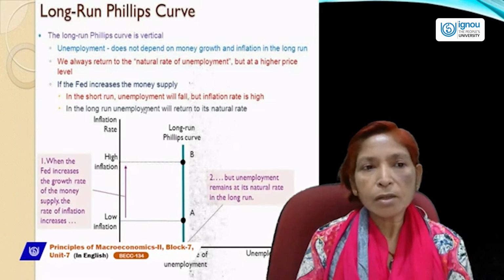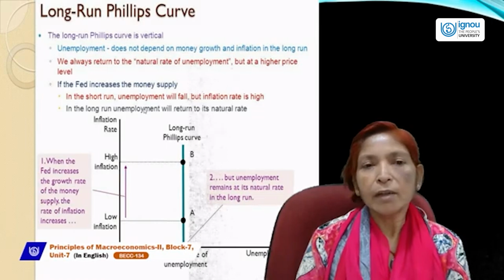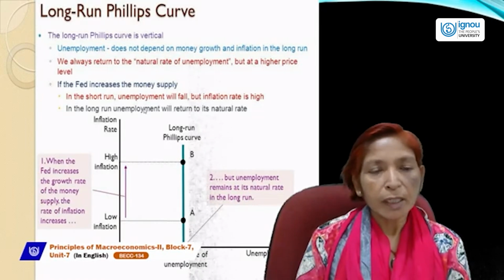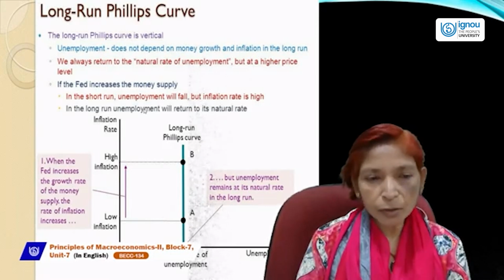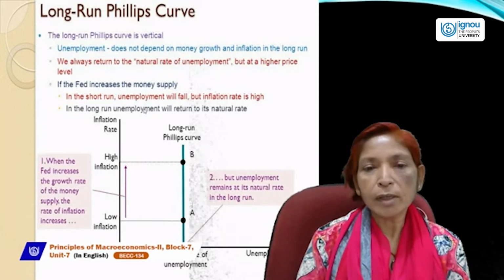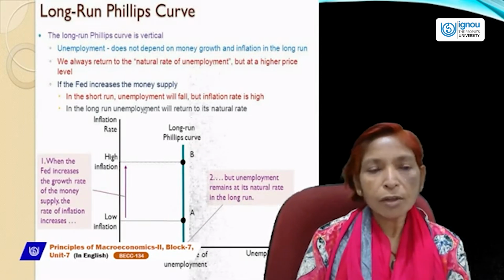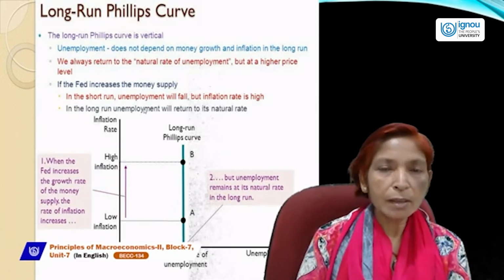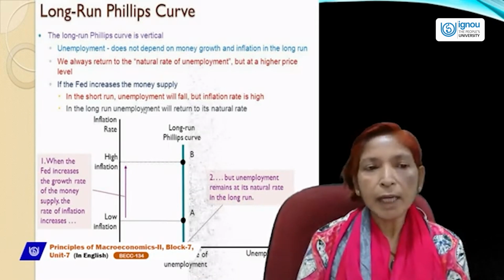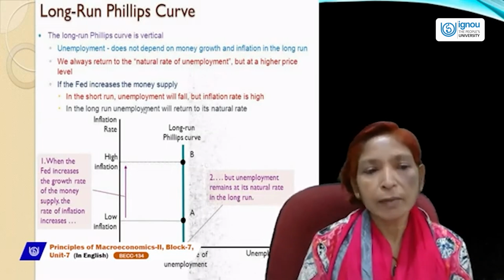Because unemployment does not depend on money growth. Sometimes when we achieve full employment and the natural rate of unemployment remains constant, it means money growth will not affect the natural rate of unemployment, and inflation can't affect this natural rate of unemployment. If money growth and inflation can't influence the rate of unemployment, in that situation the curve will always be vertical. We always return to the natural rate of unemployment, but at a higher price level.